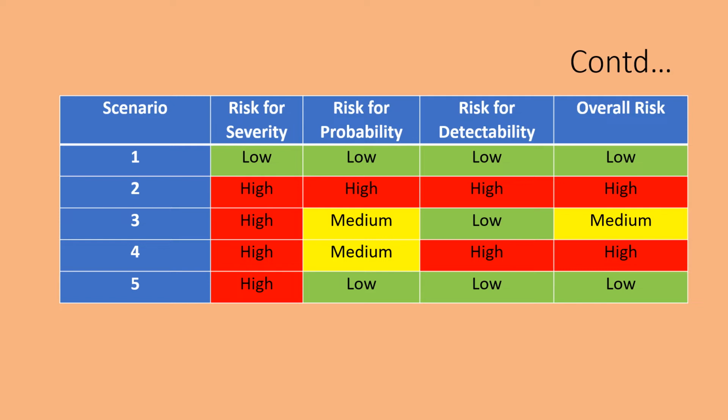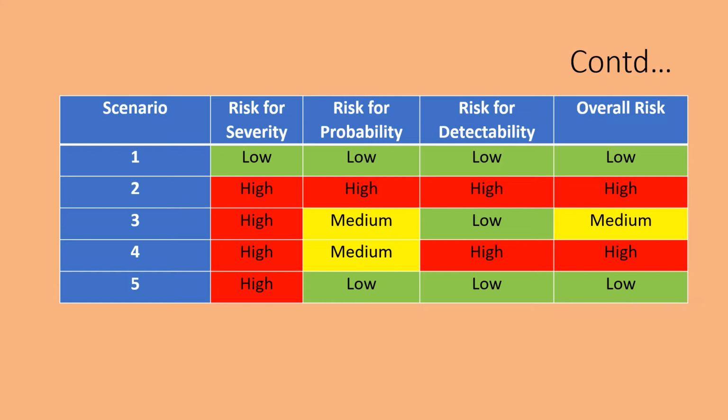See scenario 4. The risk for severity is high. Risk for probability is medium. That means the probability of occurrence is low or medium. But the risk for detectability is high. That means the severity cannot be detected so easily. So the overall risk is high.